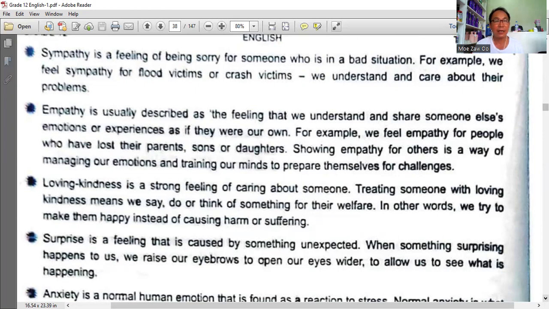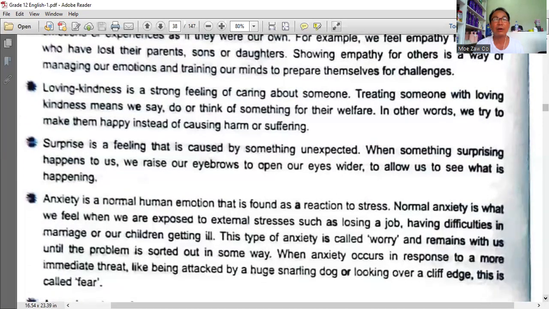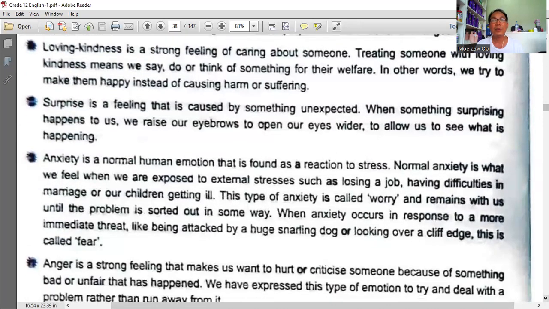Loving kindness is a strong feeling of caring about someone. Treating someone with loving kindness means that we say, do, or think of something for their welfare. In other words, we try to make them happy instead of causing harm or suffering. Surprise is a feeling that is caused by something unexpected. When something surprising happens to us, we raise our eyebrows to open our eyes wider to allow us to see what is happening.